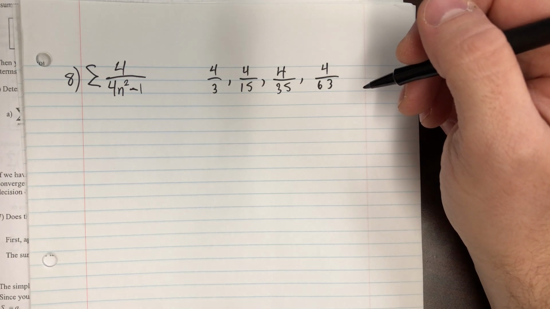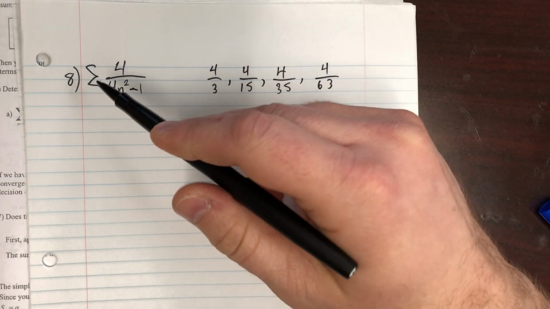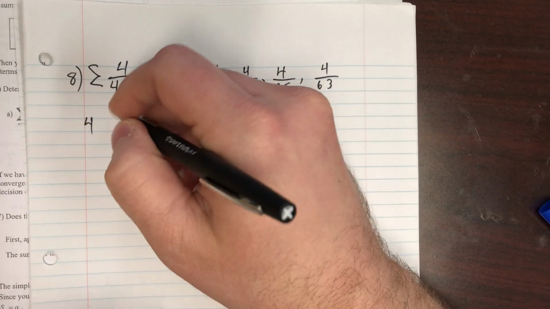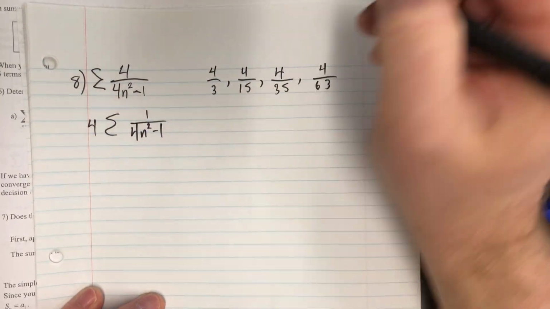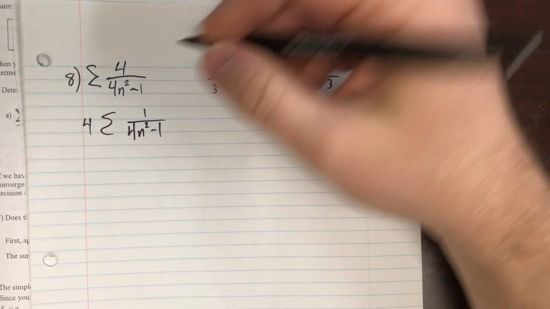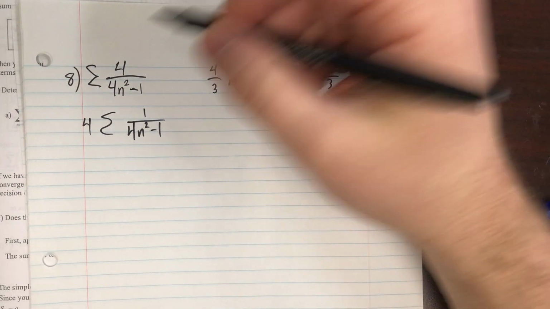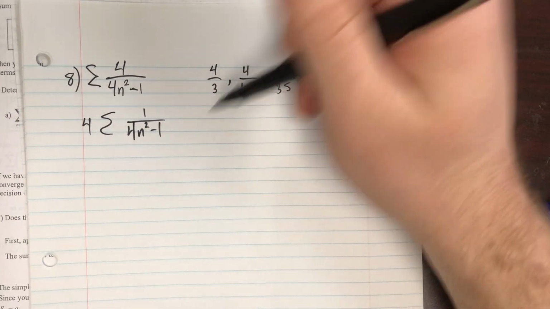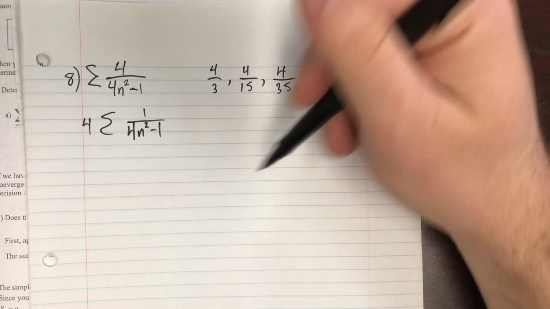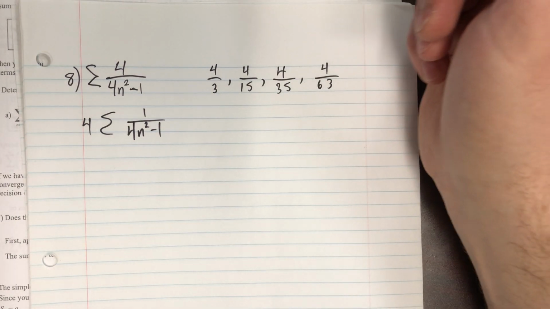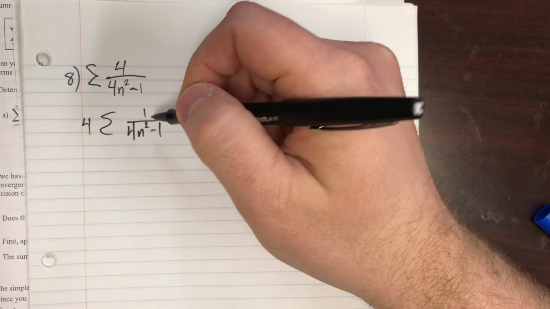One thing we can do is pull the 4 out front of everything. Conveniently, we're allowed to do stuff like that. We're allowed to pull out a constant, because if you think about it, every single one of these is 4 divided by it. So it's the same as doing 1 divided by everything and then multiplying your result by 4. So that might be helpful to think about.